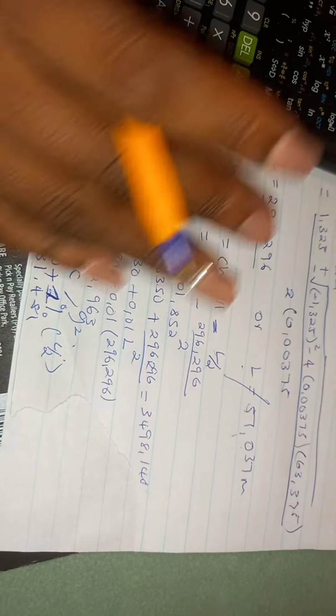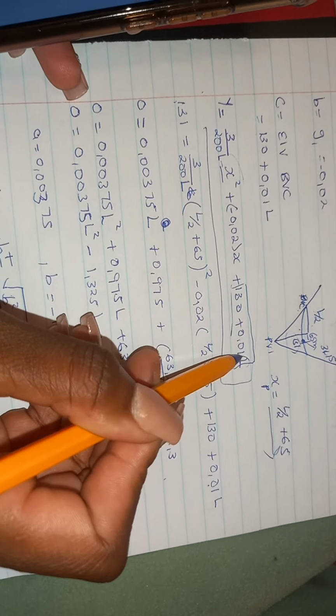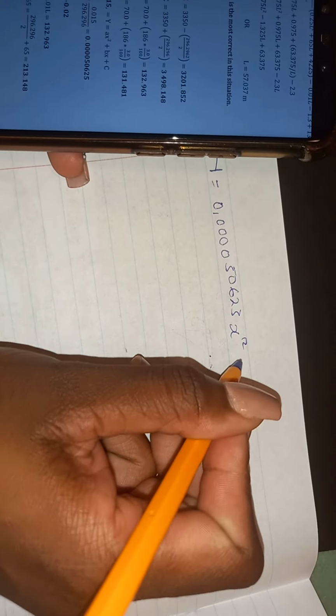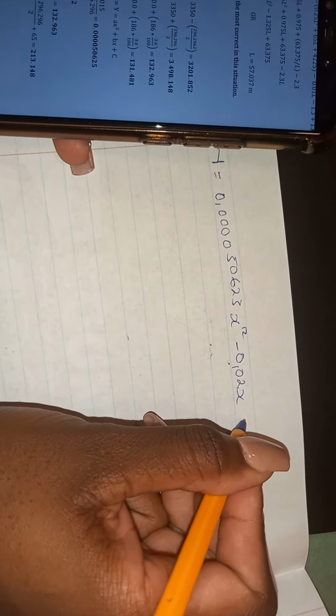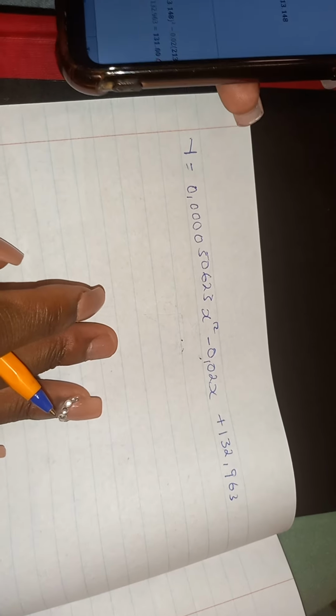And then after that, you calculate your equation, like you put exact values. So it's Y. What is your A? Your A is 0.000050625 x squared. So how I calculated this value, you substitute your L into this equation, this one. You put your L there, you put your L there. So you're gonna have this, and then your B is still negative 0.02x, and then your C is your elevation at BVC, which is 132.963.